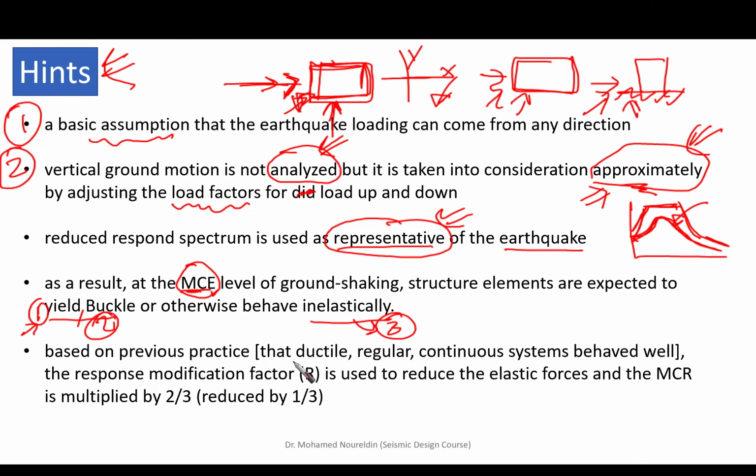Based on previous practice, ductile, regular, continuous systems behaved well. Because these systems behaved well, the response modification factor, which we are going to talk about shortly, is used to reduce the elastic forces coming from the earthquake through R. It is used to reduce all the elastic forces, and the MCE, the maximum considered earthquake, is multiplied by 2/3, which is a reduction by 1/3. Why are we doing so?